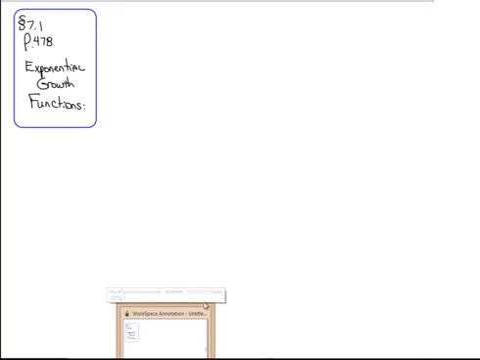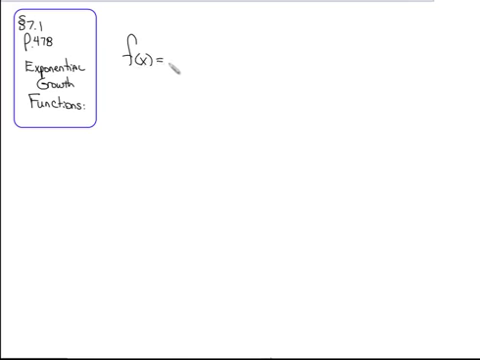Section 7.1 deals with exponential growth functions. We're on page 478, and what we're going to do is talk about the idea of an exponential function. An exponential function is any function that's of the form f of x equals a times b to the x power.